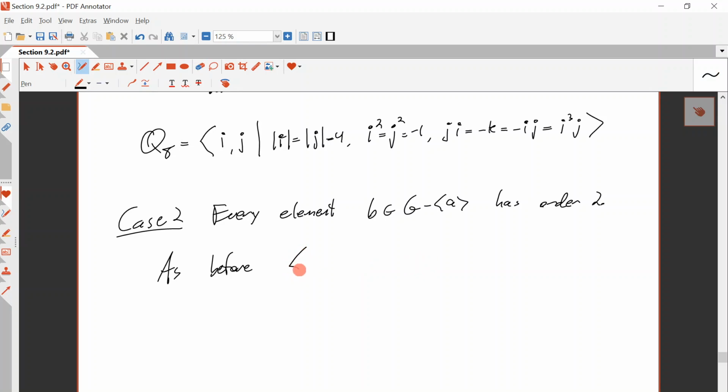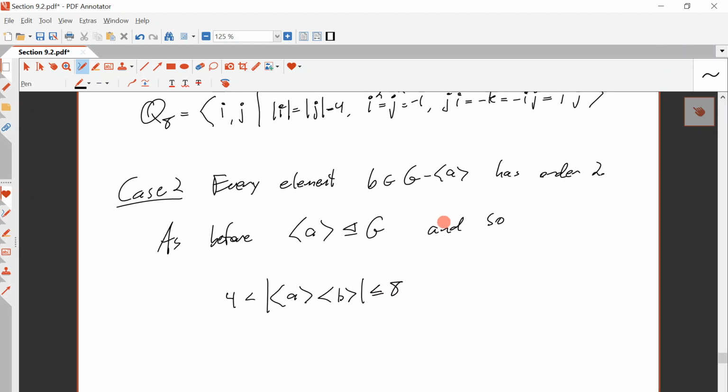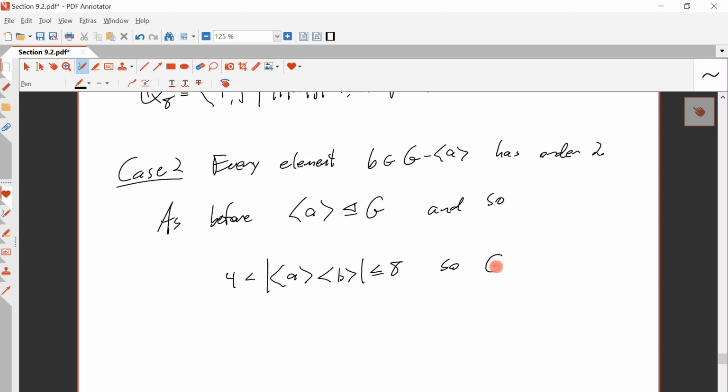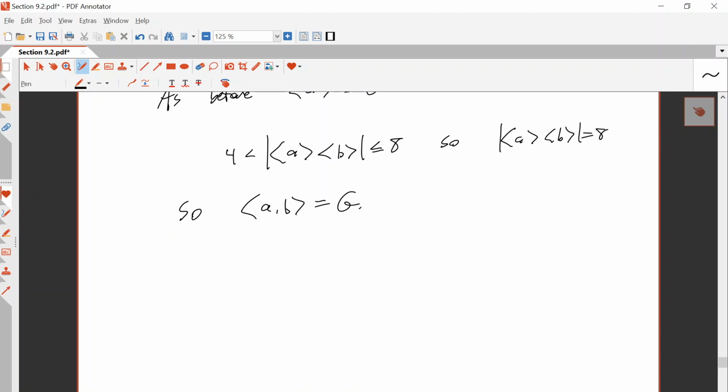As before, the cyclic subgroup generated by A is a normal subgroup of G because it has index 2. And so this is a subgroup of G, which is bigger than A itself because B is not in the cyclic subgroup generated by A. But then it's got to be less than or equal to 8, right? So the order of G equals 8. So A and B generate all of G. Okay?